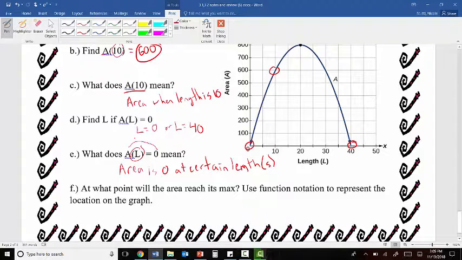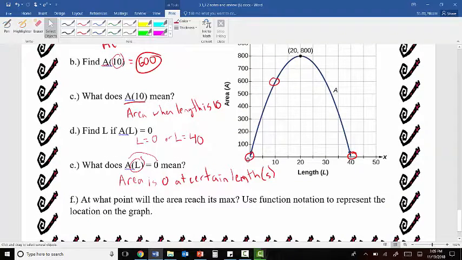And then letter F says, what point will the area reach its max? So it's pretty self-explanatory. Obviously, this is the highest area on the whole graph. So I want to start by writing, well, at 20, 800, we have max area. So the length is 20, that gives us the most area, which is 800, and then it says express this in function notation. So you're going to have to change it into area of a 20 length is 800. So the area based on the 20 length is 800.